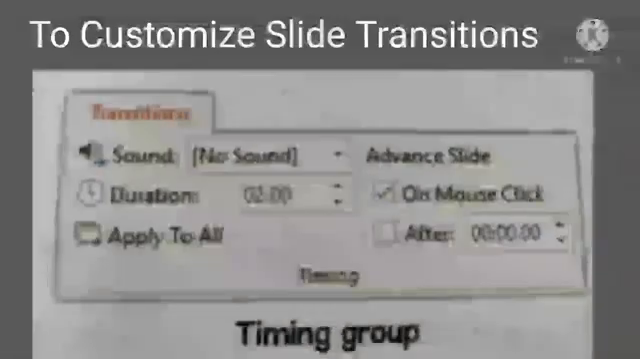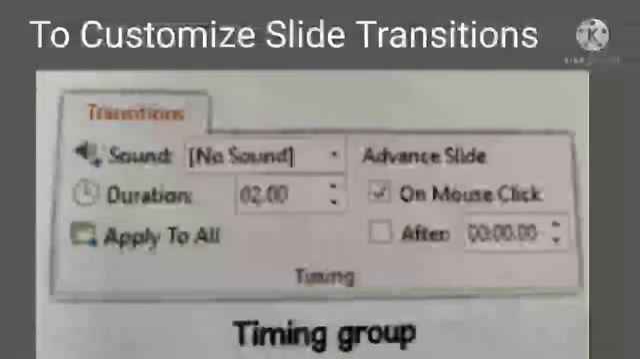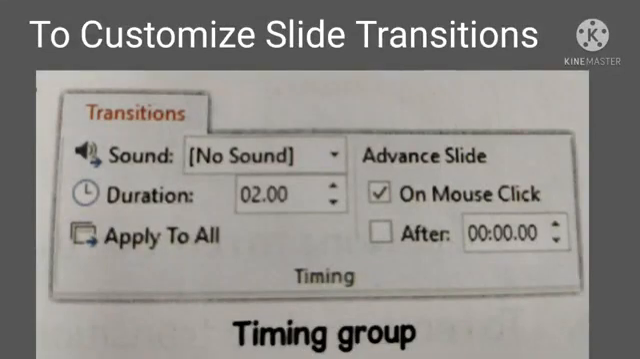To customize slide transitions, after applying the slide transition, in the Transitions tab, click on Sound in the Timing group. Students, when you set your transition, you can set the sound and time also. Now, to add a sound effect while the slides move to the next slide, you can also add your own sound by clicking on Other Sound in the Sound drop-down options.